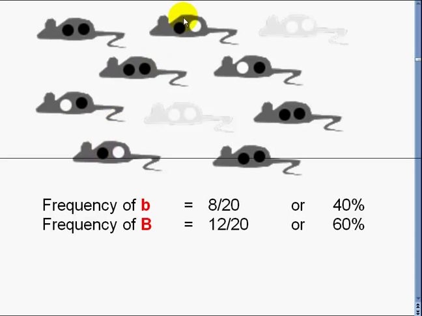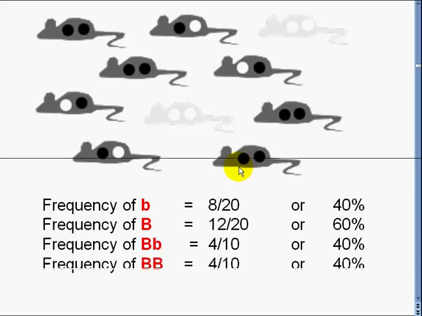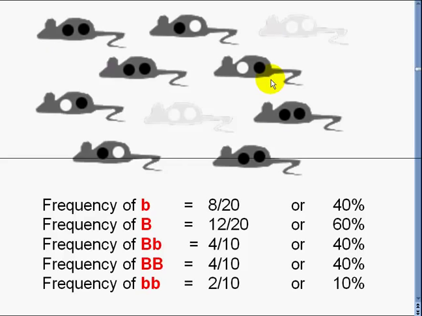1, 2, 3, 4. Out of the total individuals, there's only 10 mice here, so I have 4 out of 10 gives me 40% of the individuals are heterozygotes. Similarly, homozygous dominant, I've got 1, 2, 3, 4 mice who are homozygous dominant out of a total of 10 in the population, 40% again. And finally, 2 mice are homozygous recessive out of a total of 10 in the population, and I've got 10%.